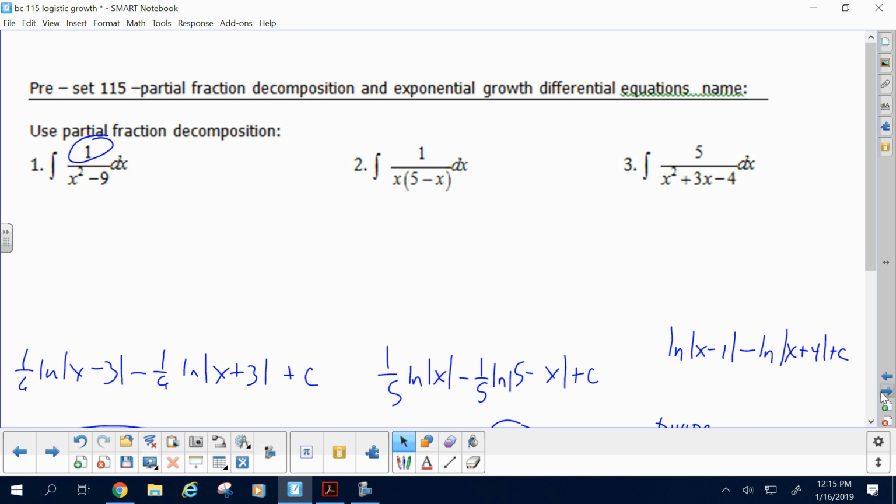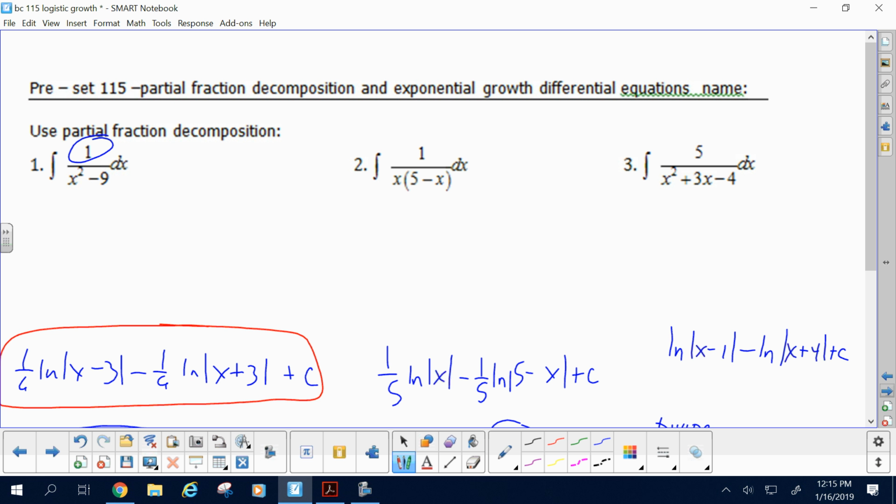First of all, Reset 115, practice. You with me? Make some corrections here, if necessary. This one was pretty straightforward. You should have only had 2 integrals. When you decompose it, it should have been negative 1/6 over x plus 3 and positive 1/6 over x minus 3. And so there's your answer, yeah?